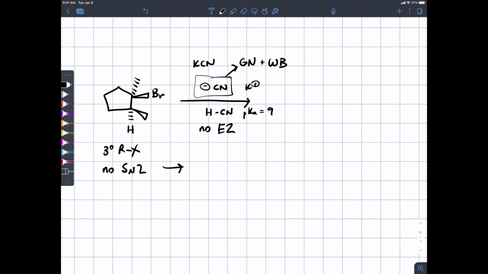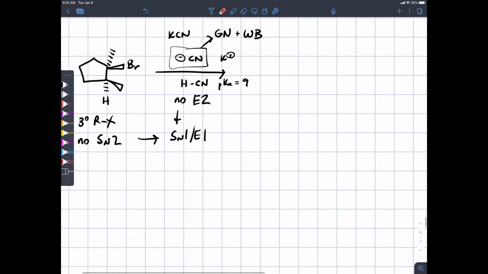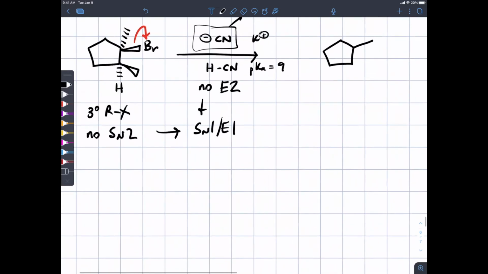All that's left then is SN1 and E1, which is okay for a tertiary alkyl halide. So from this point, it's good. You can try to predict the products going forward. You can also draw the mechanism, and that can sometimes help you with the stereochemical issues, if there are any.